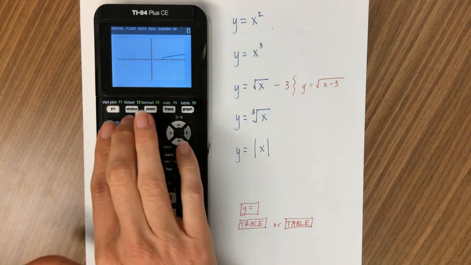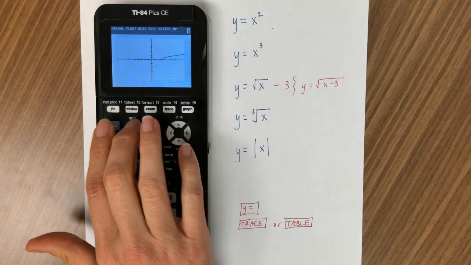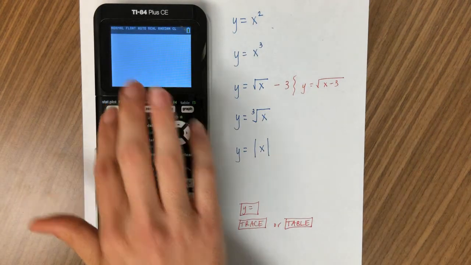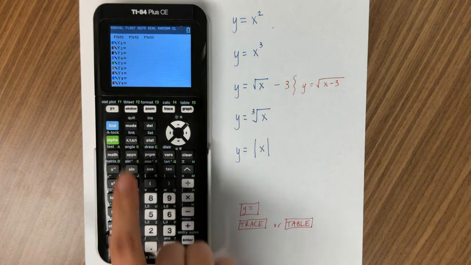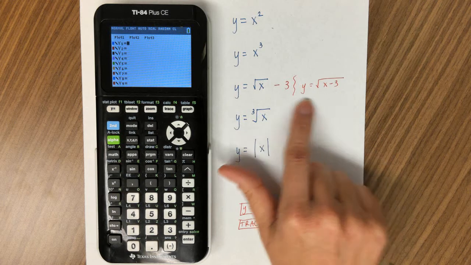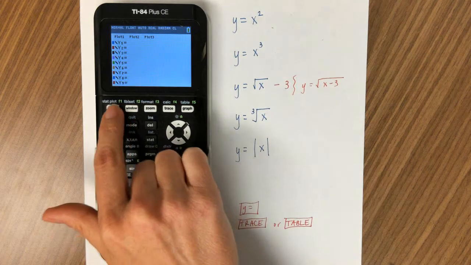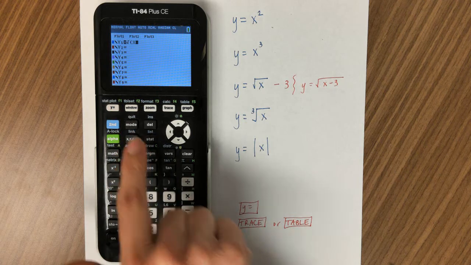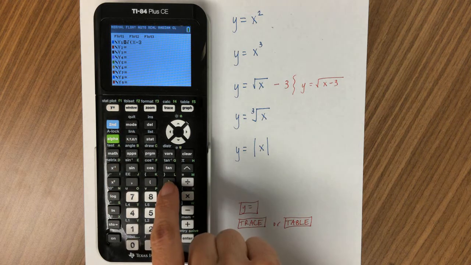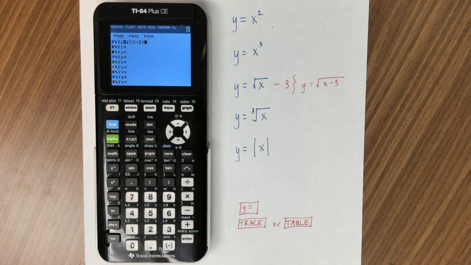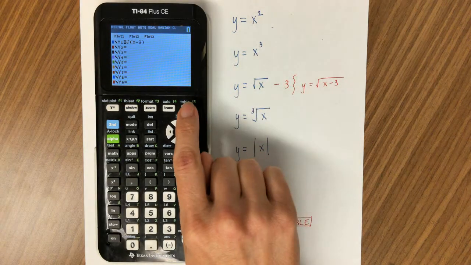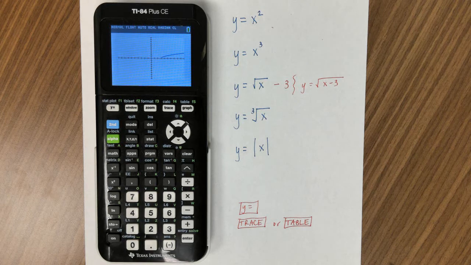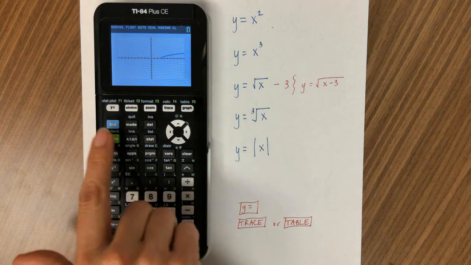And if I'm in that older mode, so let me go to mode and switch back to classic, just for those of you guys who have an older graphing calculator. If I wanted to graph this function, square root of x minus 3, the whole thing under the radical sign, I would graph y equals second square root x minus 3, and then I would close my parentheses. And that means that the entire x minus 3 is under that radical sign. And there you go.